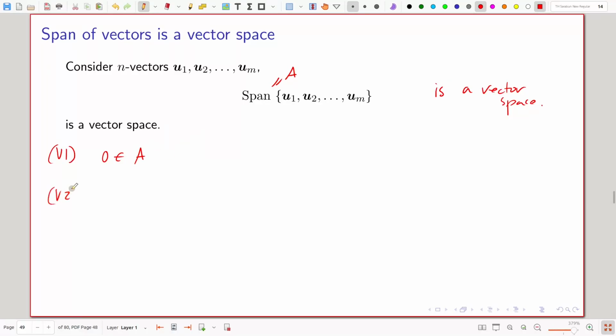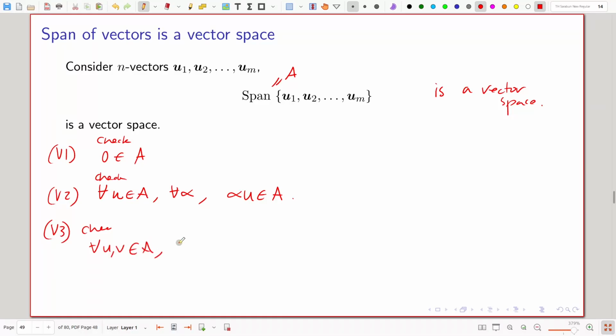Then you need to check the second property: for all vectors u inside A, for all alpha, does alpha u belong to A or not? We need to check this, and finally we need to check V3. We need to check that if we take any vectors u and v from A, u plus v still belongs to A or not.